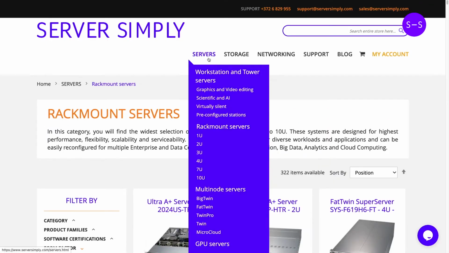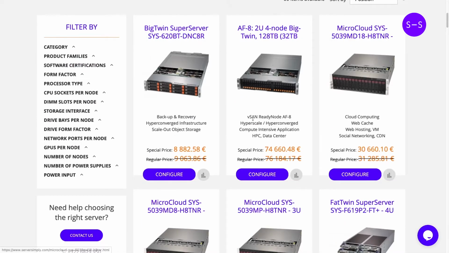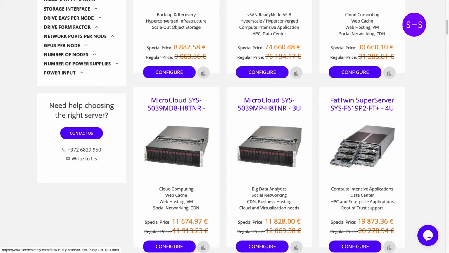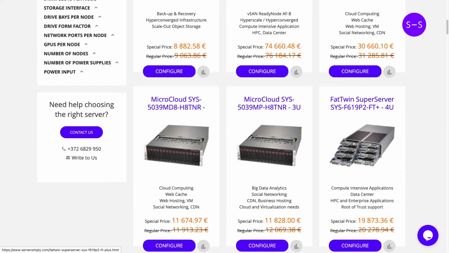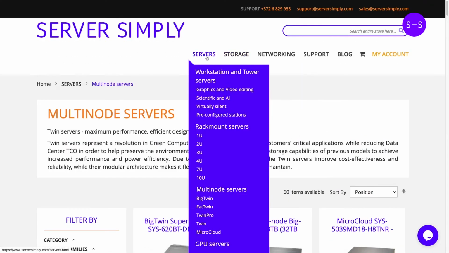One of the interesting groups is multi-node servers or multi-node systems. This means that in this category there are servers that can house more than one server within one chassis. Let's say 8 servers in this kind of 4U form factor. So different kinds of servers that house more than one system in one chassis.